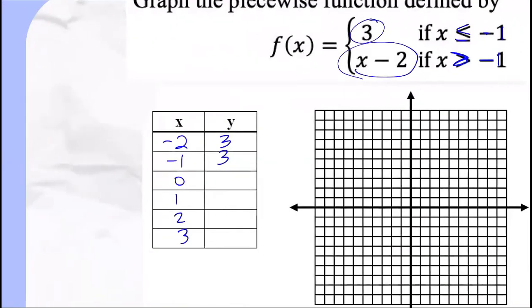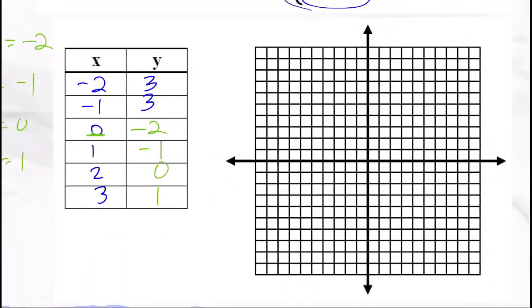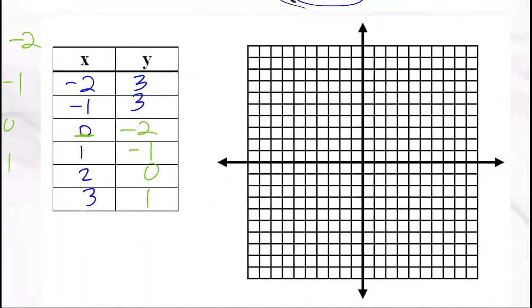So let's go ahead and do that. This is bigger than -1, so I plug it into the equation. 0 minus 2 is -2. Everything else is bigger than -1, so I just keep plugging into the equation. 1 minus 2 is -1. 2 minus 2 is 0. And 3 minus 2 is 1. Now I'm just going to plot this. I have a dot at -2, 3, at -1, 3, at 0, -2, 1, -1, 2, 0, and 3, 1.